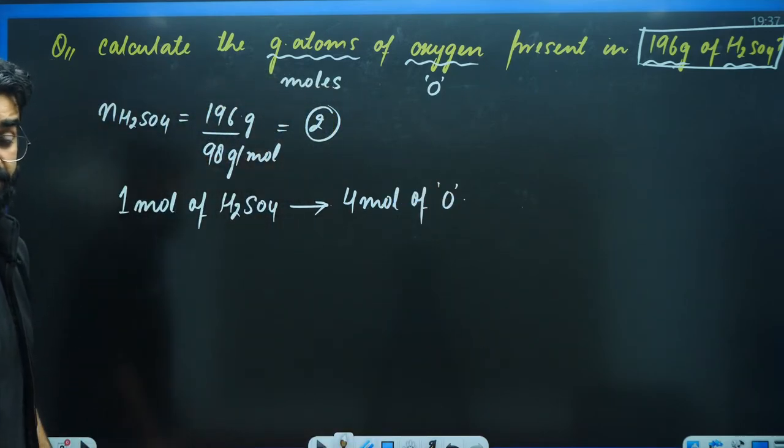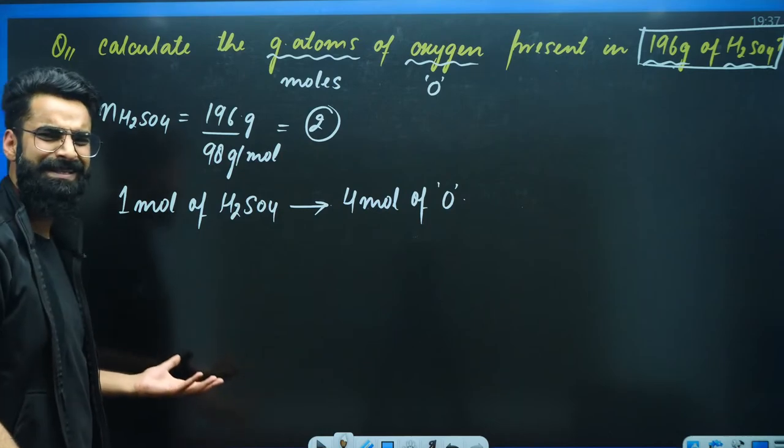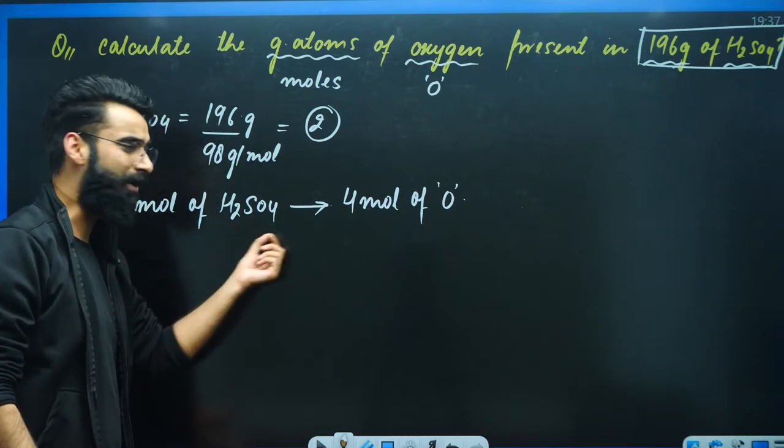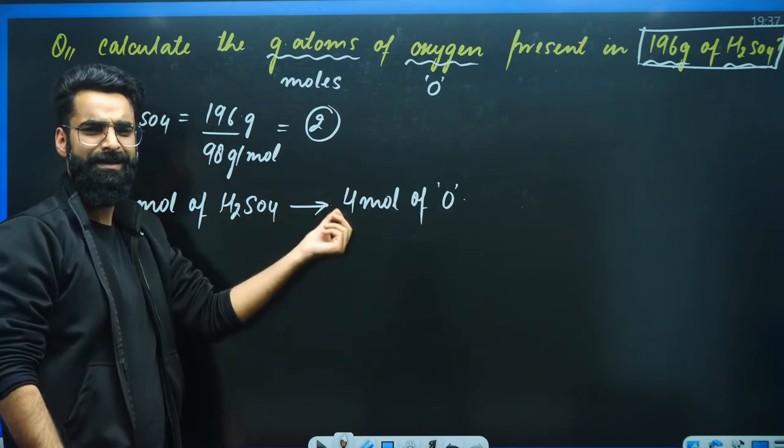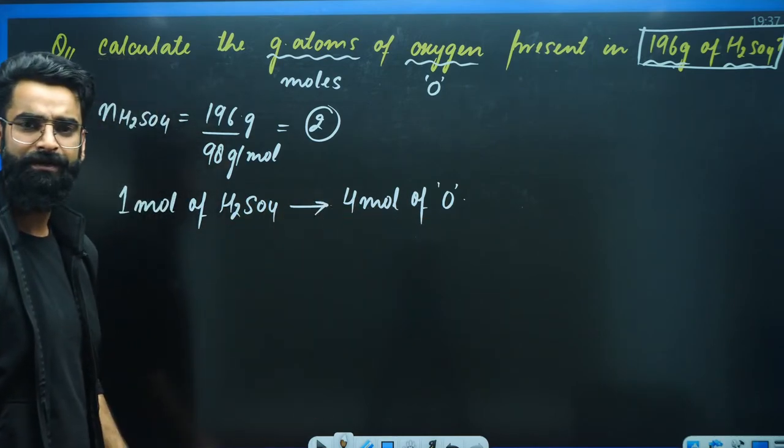Correct? Now, it's clear. If 1 mole H2SO4 contains 4 moles of O, so 2 moles of H2SO4 will contain 8 moles of O, in short.